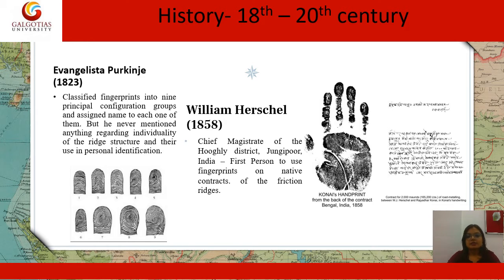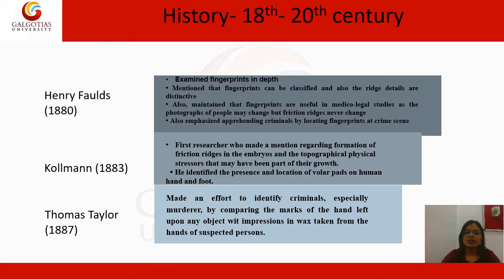Then we have the British scientist William Herschel. In 1858, he was the chief magistrate of the Hooghly district in India. He was the first person to use fingerprints on native contracts. Henry Faulds examined the fingerprints in depth. He mentioned that fingerprints can be classified and that the ridges are distinctive. He also maintained that fingerprints are useful in medico-legal studies, as the photographs of people may change but friction ridges never change. He also emphasized apprehending criminals by locating fingerprints at the crime scene.